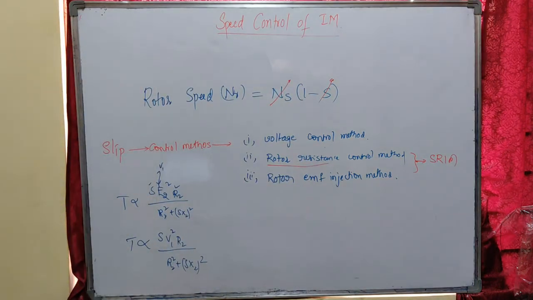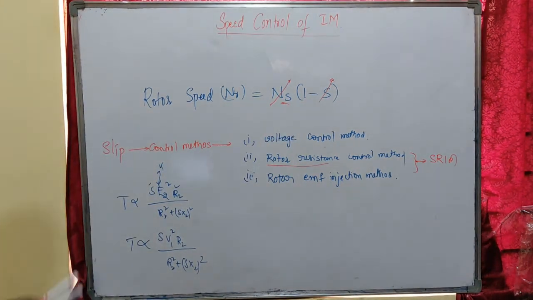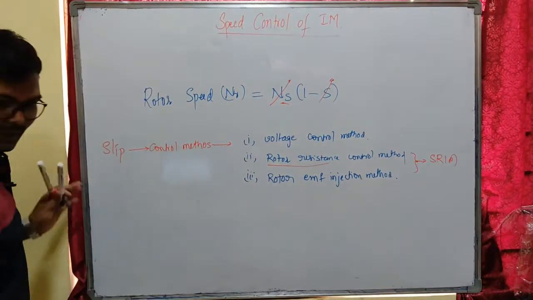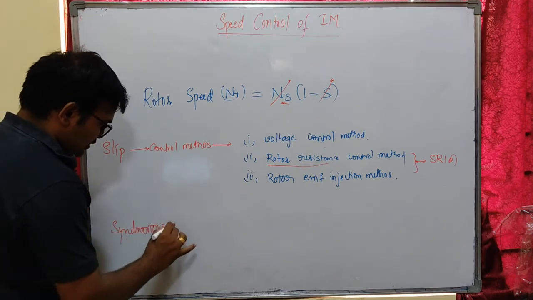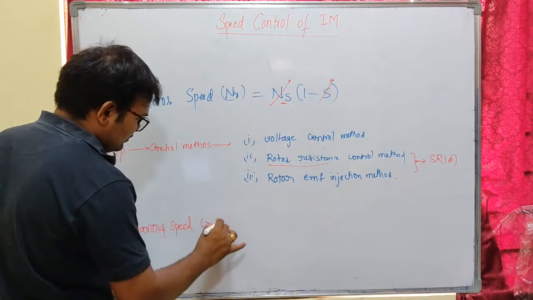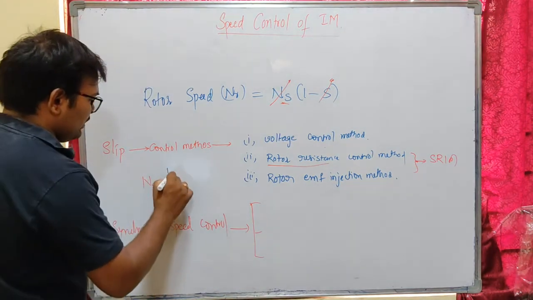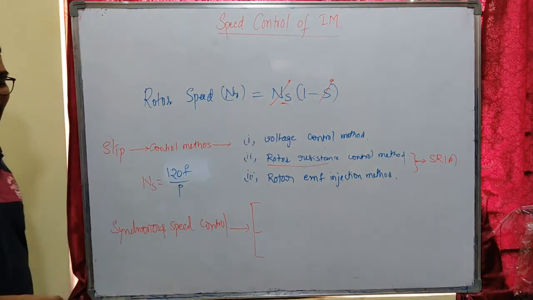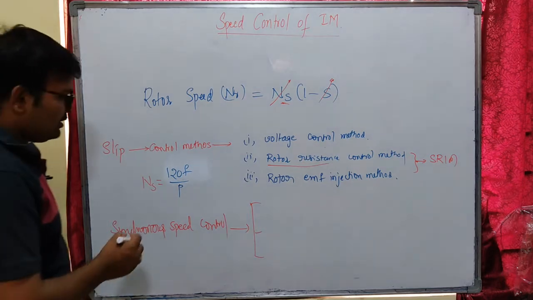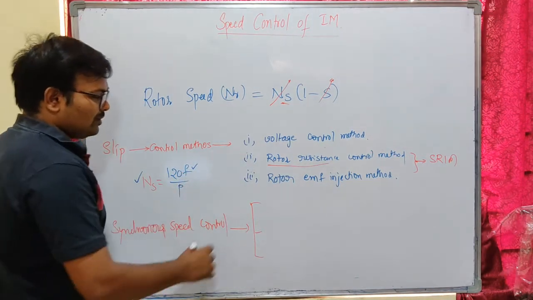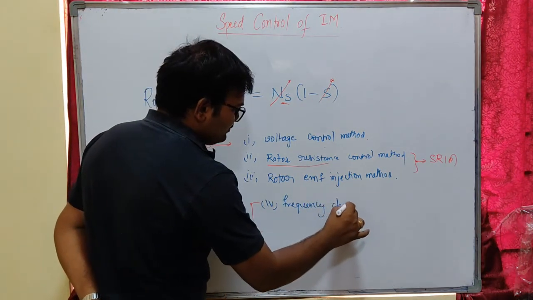Now let us see synchronous speed control methods. As the speed of the rotor is also dependent on synchronous speed, let us see what other parameters we can vary to change the speed of our machine. We know that the synchronous speed NS is equal to 120 F by P. So how can we change the synchronous speed? By changing the frequency is one, that is the frequency changing method.